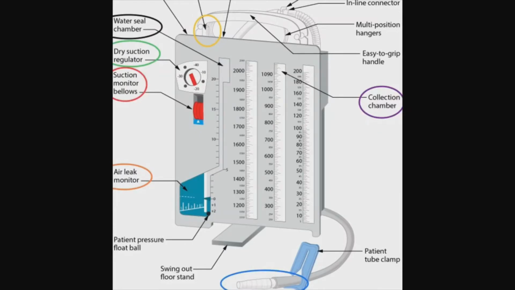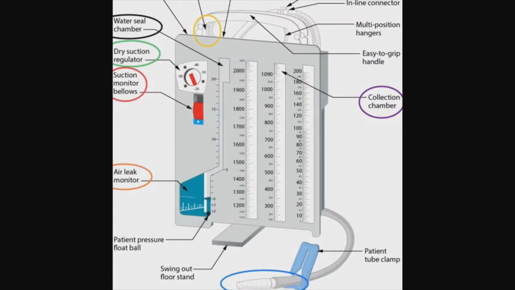The main difference in these two types of suction is how the suction is controlled. So the suction in the dry suction is controlled by a suction monitor bellow circled in red, and this balances the wall suction. You can adjust the suction pressure using the suction control regulator circled in green, and with this you also have an air leak monitor on the bottom, just like your wet suction, circled in orange, and if you see bubbling in this area, that could signify that you have an air leak.